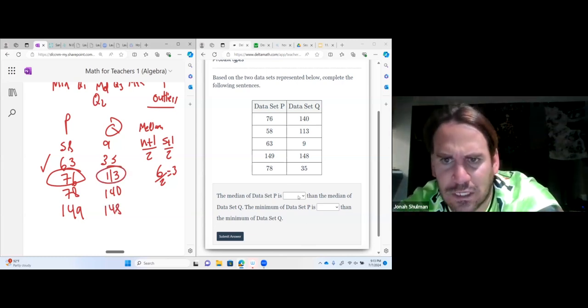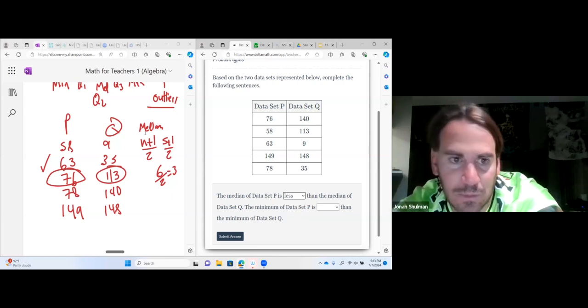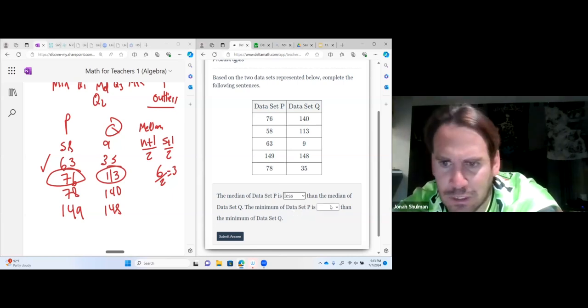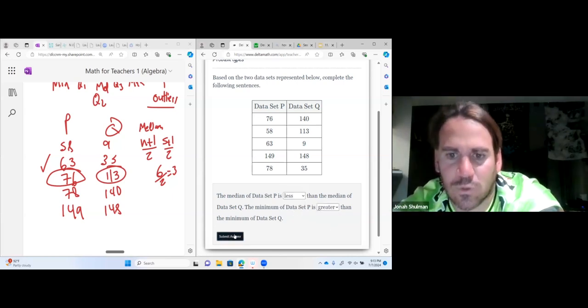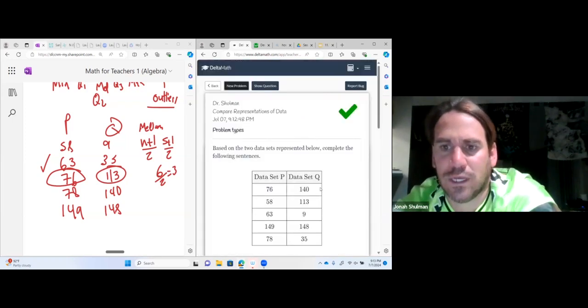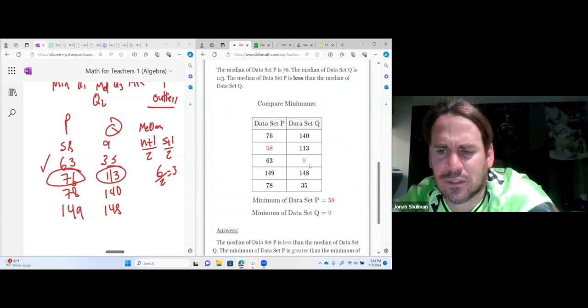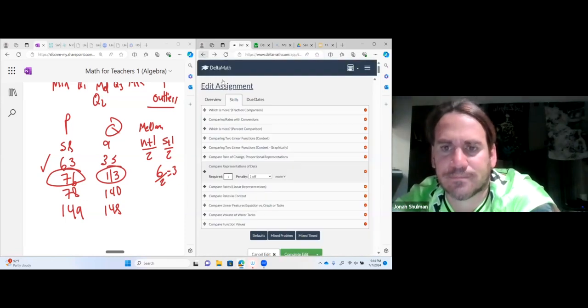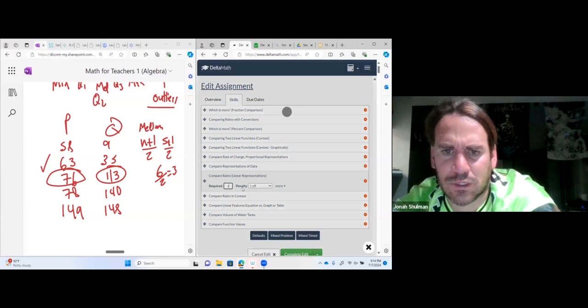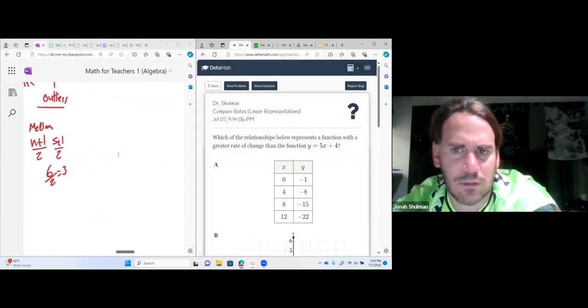So the median for data set P is less than. The minimum, the smallest number of data set P, is greater than. We did it. Some comparisons for you. Nice. Ooh, they ordered it this way. They did the cross out method. I like it. And there's the minimums, the smallest numbers. All right, let's go. We're comparing rates. A couple more to go.